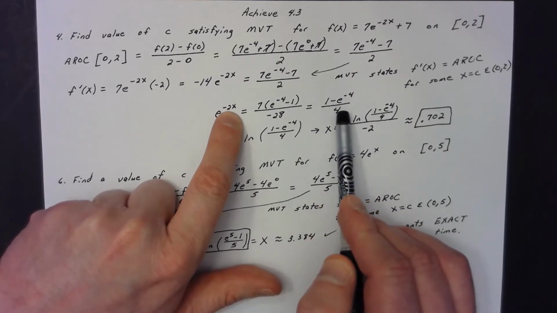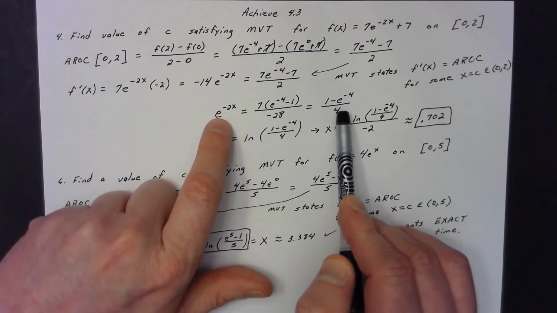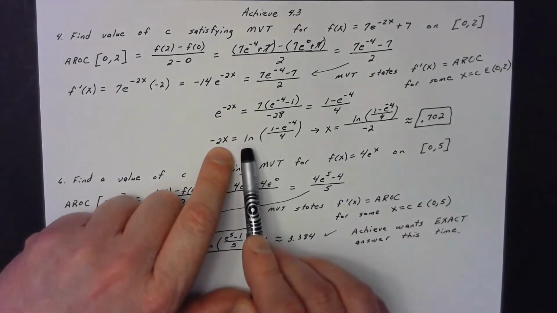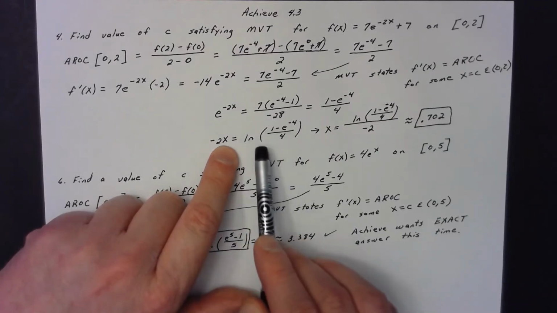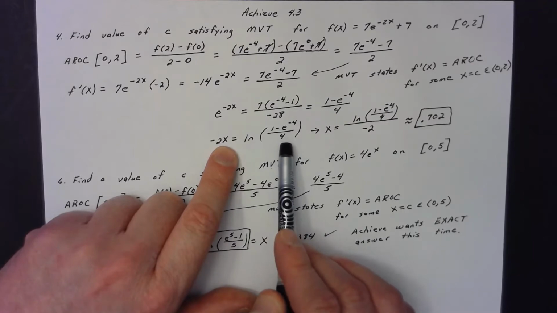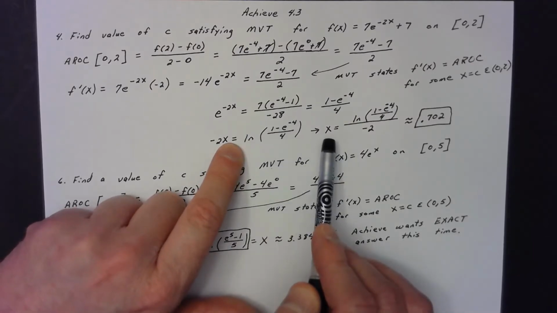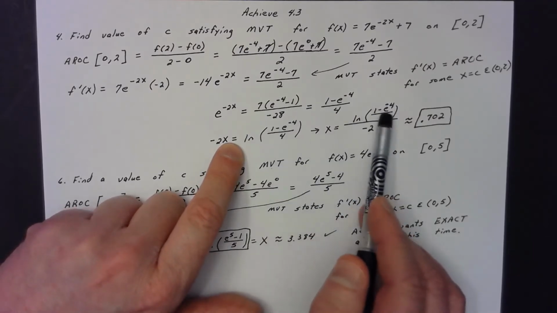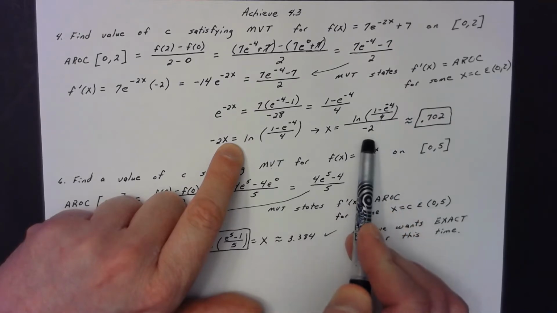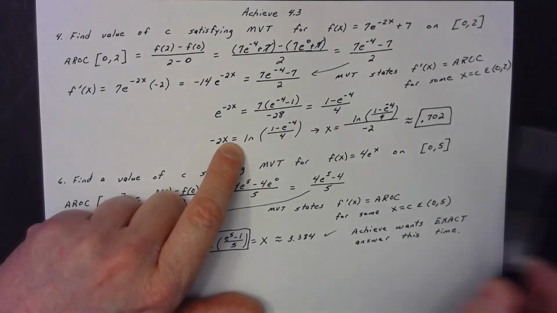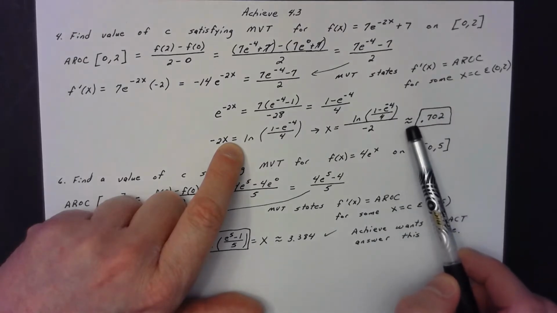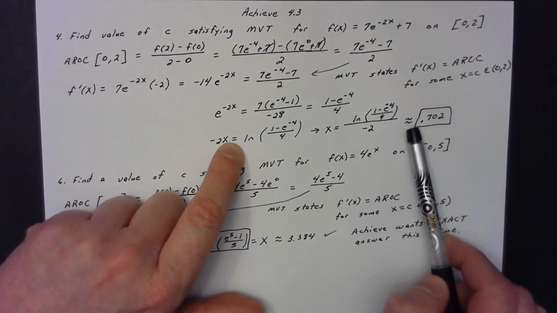Then you said, well, how do you solve for x? You've got to get rid of the exponential base e. You do that by taking the natural log of each side. I'll get negative 2x is equal to the natural log of my expression 1 minus e to the negative 4 over 4. Thus, x is equal to that natural log of 1 minus e to the negative 4 over 4 divided by negative 2.